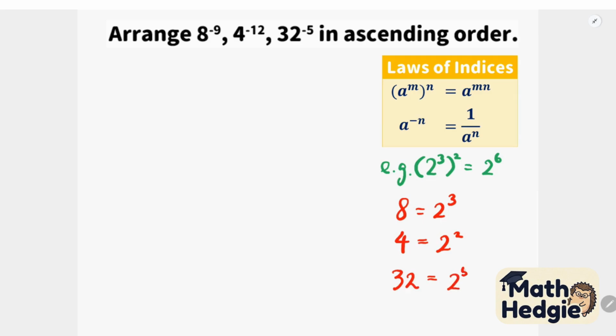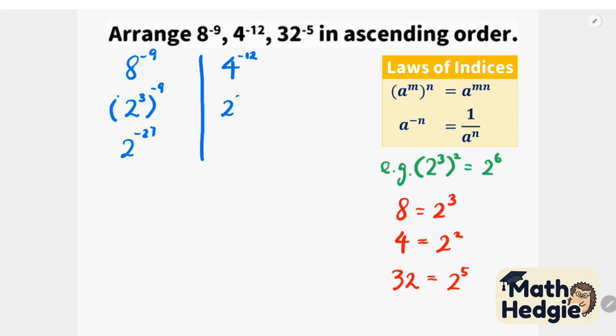For 8 to the power of minus 9, 8 is 2 cubed. So this becomes 2 cubed raised to the power of minus 9. Using the power rule, we multiply the exponents. 3 times minus 9 equals minus 27. So 8 to the power of minus 9 equals 2 to the power of minus 27. For 4 to the power of minus 12, 4 is 2 squared. So this becomes 2 squared raised to the power of minus 12. 2 times minus 12 equals minus 24. So 4 to the power of minus 12 equals 2 to the power of minus 24.